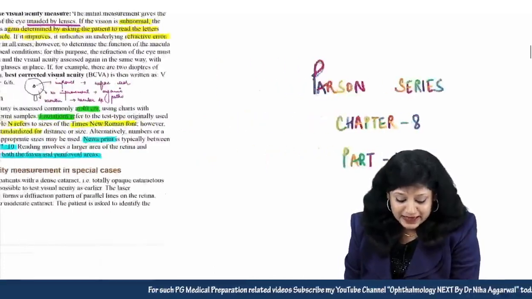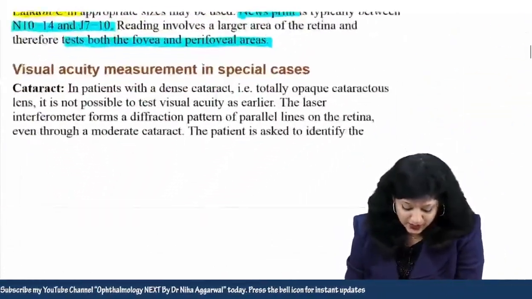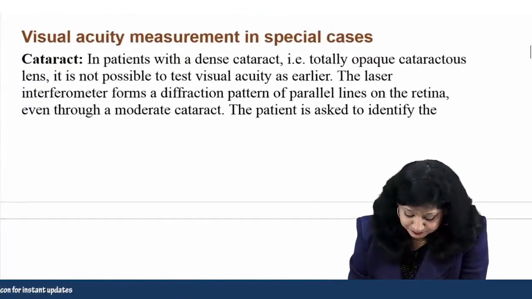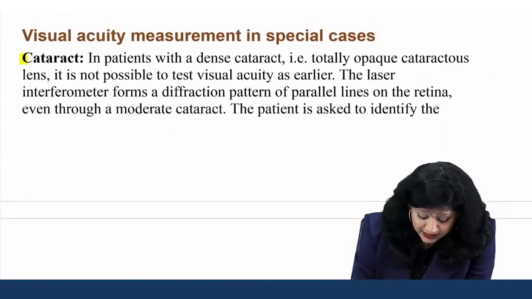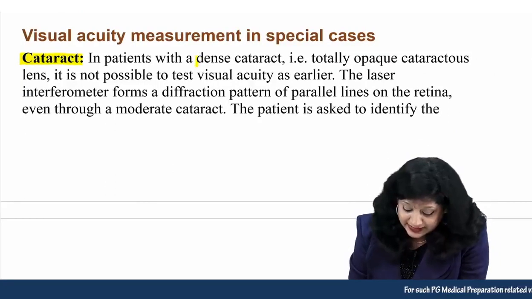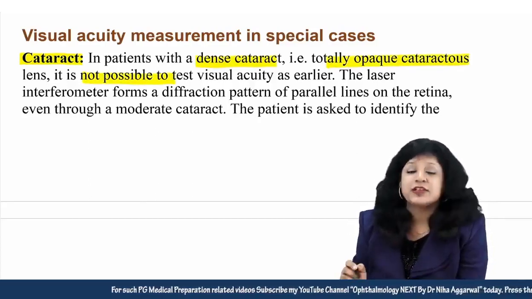So if you remember, last time we had discussed some of the beautiful concepts of the visual acuity. Today we are going to deal with the visual acuity measurement in some of the special cases. So first we are taking the cataract. Obviously it is the most important one. So in patients with the dense cataract, with the total opaque cataractous lens, it is not possible to test the visual acuity.